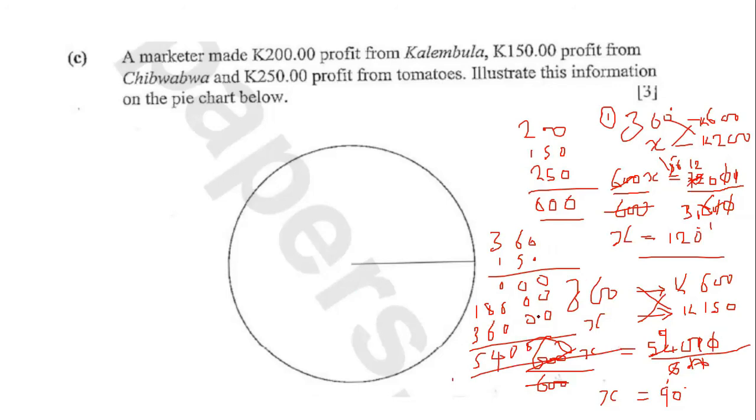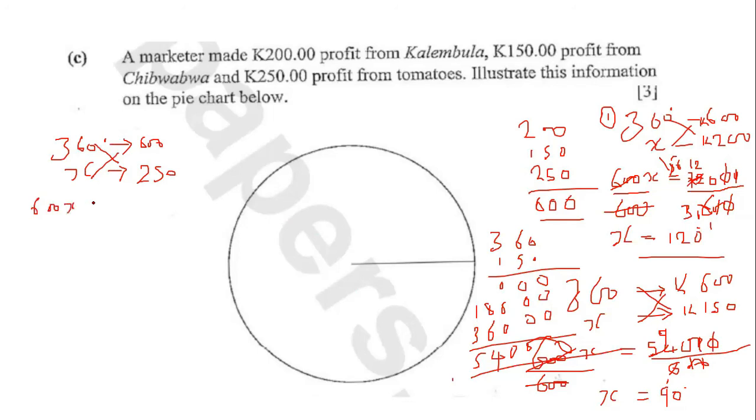Alright, but now I assume people know how to do this. So let's do the last one. The last one will also be 360, and you show your work properly. 360 degrees is equivalent to 600 kwacha. Then what degree will be equivalent to 250? Okay, so we cross multiply that one.